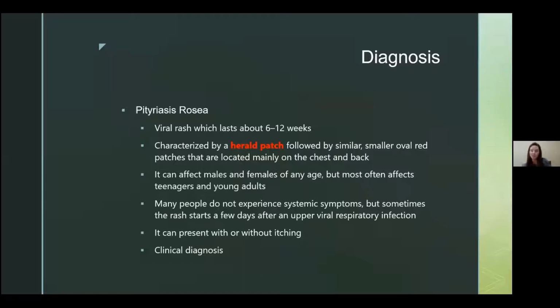And as I mentioned, one of the key hints to making this diagnosis was a description of a herald patch. The herald patch is the first initial patch that appears in this condition. And it's usually a larger patch on the trunk that precedes these smaller oval little patches that then make that Christmas tree pattern distribution. In this condition, basically anyone can be affected, of any age, males and females. A lot of times it's younger adults.